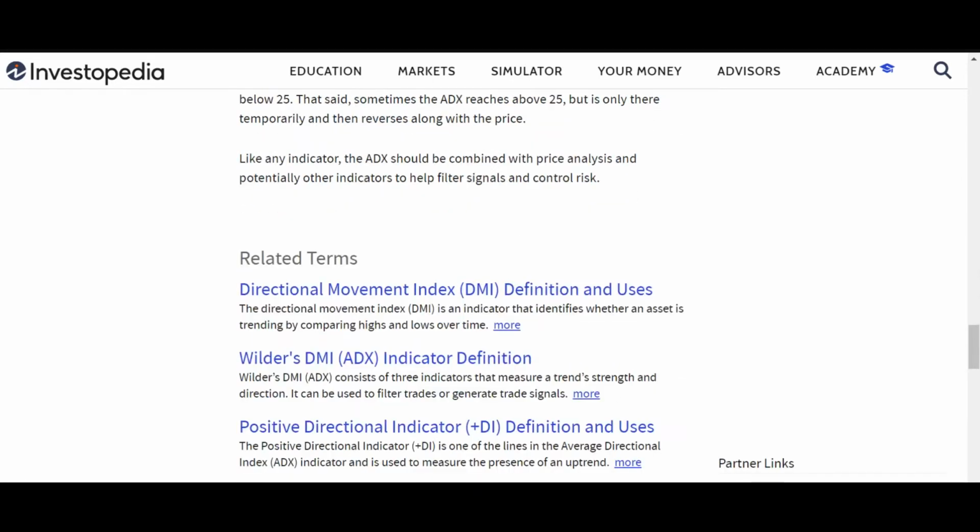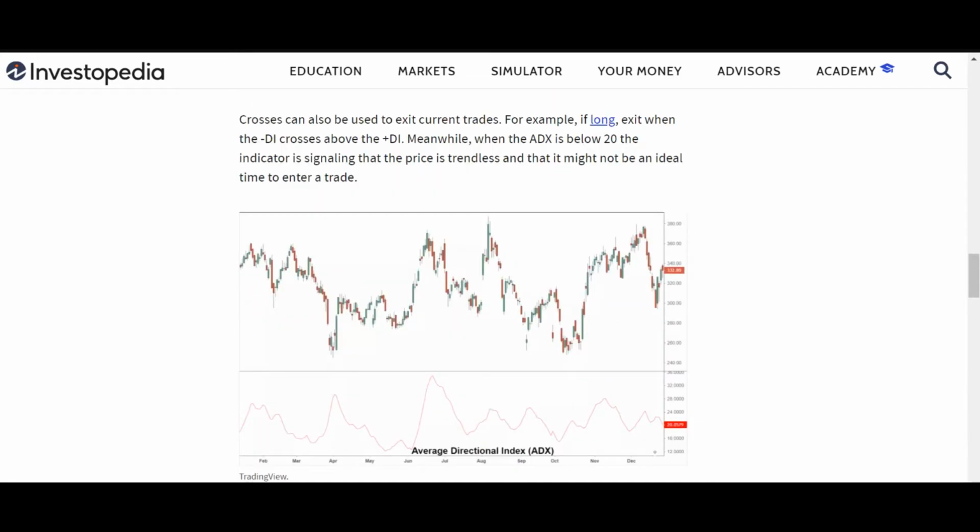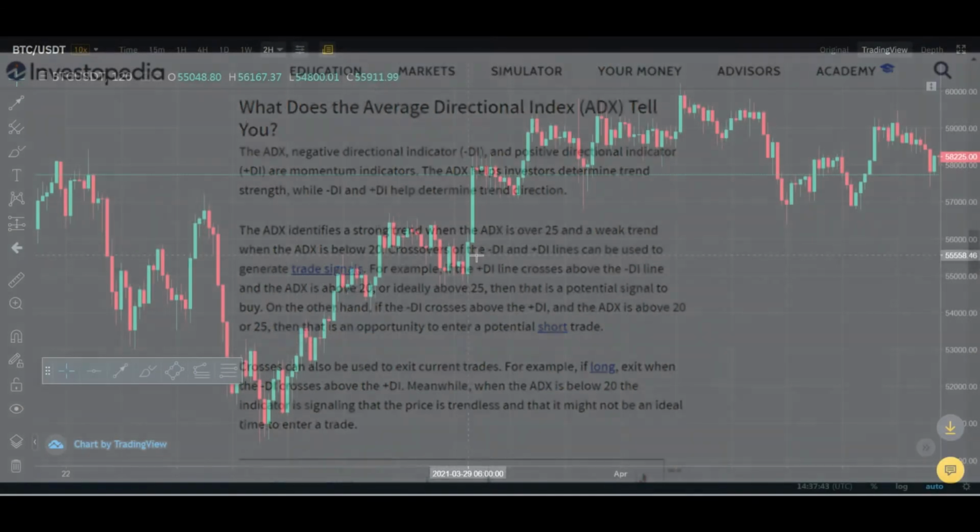And Investopedia is not sponsoring me, so you can use any other website that you want. I gave it just as an example.